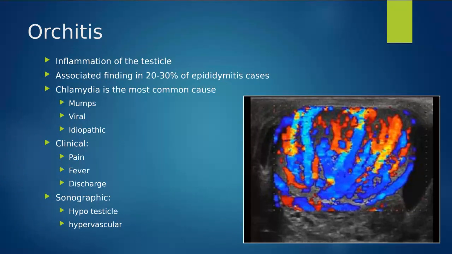So speaking of, we have orchitis. This is the inflammation of the testicle, very similar to epididymitis. The two are actually seen together in at least 20 to 30% of cases. So if we're seeing epididymitis, chances are we're probably seeing orchitis as well, and we call that epididymo-orchitis. We just combine the two terms.